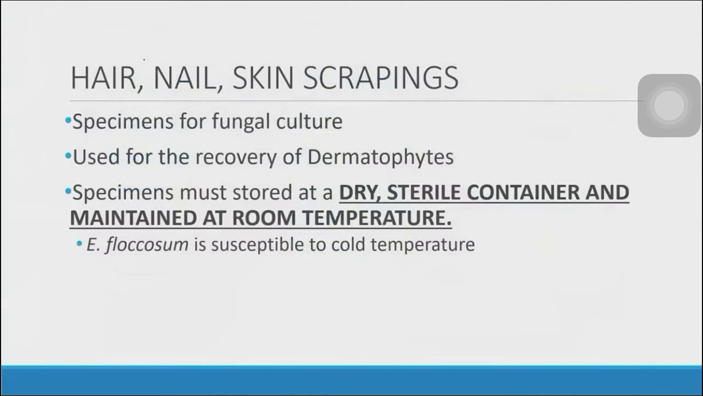Okay. Next, review or recap lang tayo with hernia skin scrapings, specimen preparation. So again, these are the specimens commonly requested for fungal culture. So what are you trying to recover here for hernia and skin scrapings? It is used mainly for the recovery of dermatophytes. So again, yung dermatophytes natin, these are fungal agents which have a predilection on the keratinized parts of our body. So ano ba yung mga keratinized part of the body? We have of course yung hair, nail, at skin.